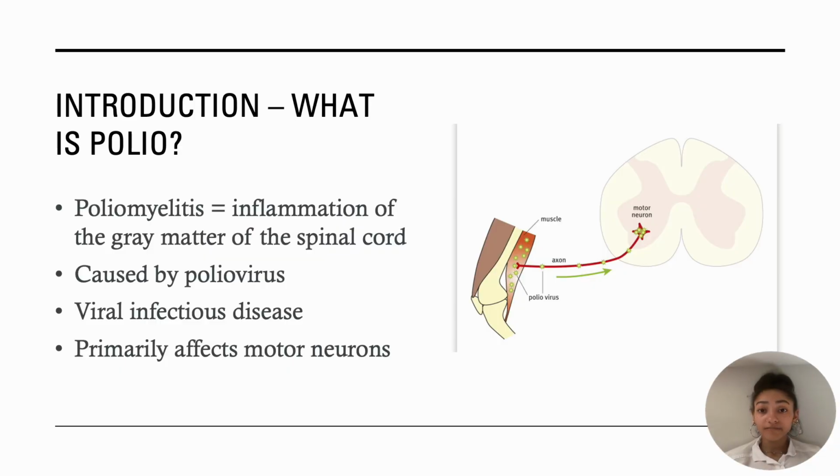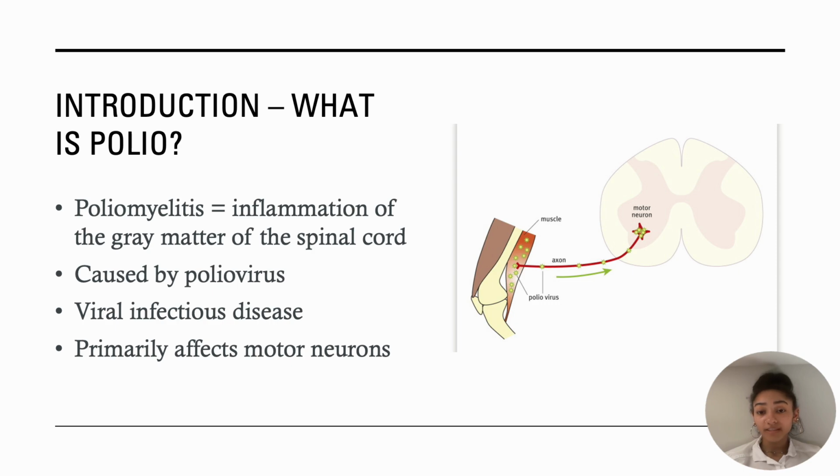Poliomyelitis is a viral infectious disease caused by poliovirus. The name itself refers to inflammation of the gray matter of the spinal cord and primarily affects motor neurons. Polio became one of the most feared diseases of the 20th century because of its association with sudden paralysis, particularly in children. Now, what makes polio unique is that severe disease is actually rare. Most infections are mild or completely asymptomatic. However, when complications do occur, they can be neurologically devastating.